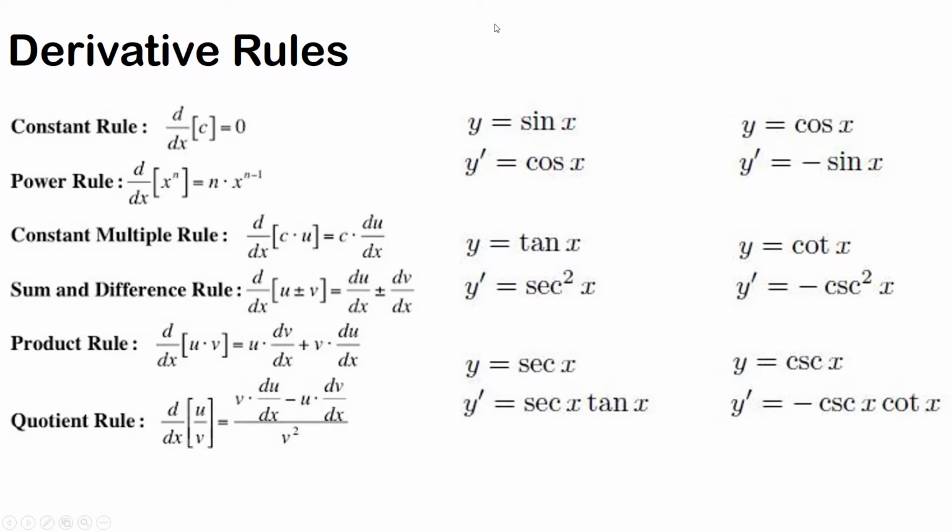Now let's go into just some trig stuff over here. We've got y is equal to sine x. The derivative of that would be cosine x. y is equal to cosine x. The derivative of that would be negative sine x. Tangent x becomes secant squared. Cotangent becomes negative cosecant squared. Secant x turns into secant times tangent. Cosecant becomes negative cosecant times cotangent. You'll learn all these rules later, but it's good to know ahead of time, and if you pause this, like I said, you'll be fine.